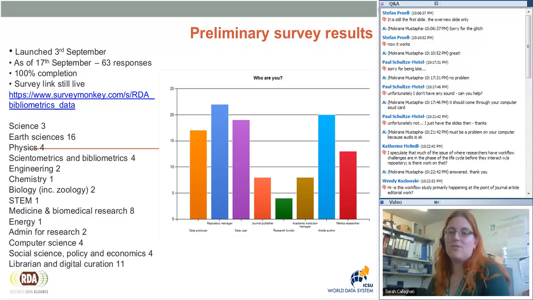Yeah, we're talking about tweets, we're talking about mentions in blogs, Facebook likes, we're also talking about things like bookmarks in reference manager systems like Mendeley. So we're trying to capture as much as we can in as many different ways as we can.